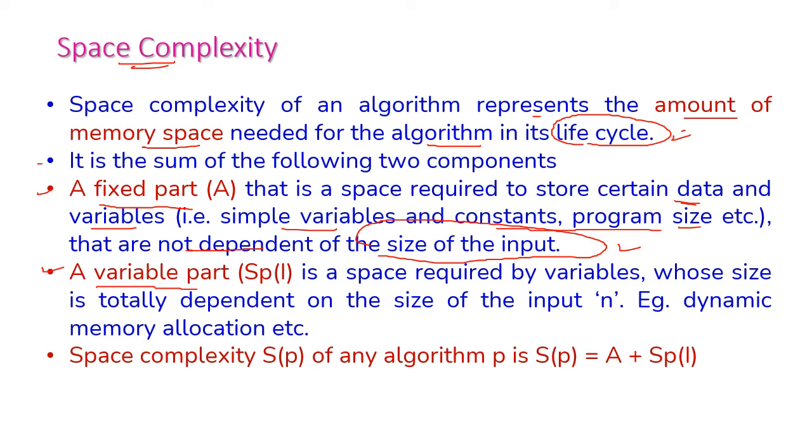And what is the variable part? This is the space required by variables whose size is totally dependent on the size of the input. That is, during runtime, the variable part size will change. For example, dynamic memory allocation. So during runtime only, we come to know how much size will be required for this variable part. Hence, the space complexity of a program P, that is S of P, is equal to A plus S_P of I. A is the fixed part and this is the variable part.